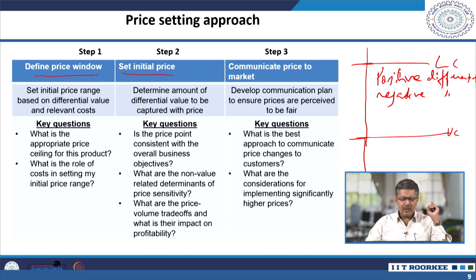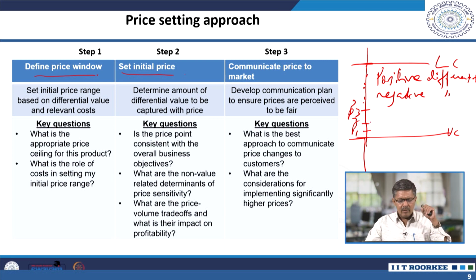Now, where should I place myself? You have to answer these questions first. Is the price point consistent with the overall business objective? Now, you see, I have this window. I can place my price here, here, anywhere. Infinite, I can put my price anywhere.